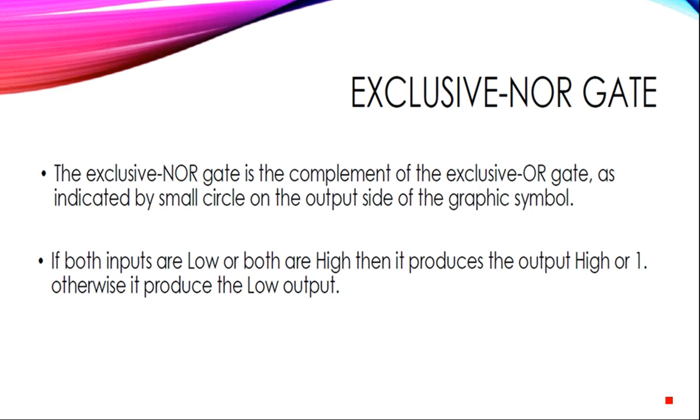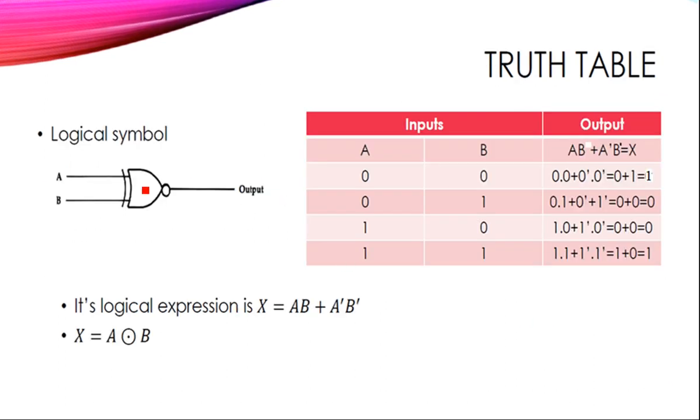Next, exclusive NOR gate. The exclusive NOR gate is the complement of the exclusive OR gate, as indicated by the small circle on the output side of the graphical symbol. If both inputs are low or both are high, then it produces the output high or 1. Otherwise, it produces the low output. So this exclusive NOR gate is a complement of the exclusive OR gate. You can see here the symbol is similar to the exclusive OR gate, but at the output side you have to use the bubble.